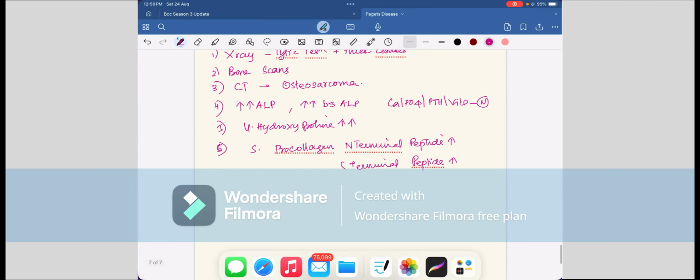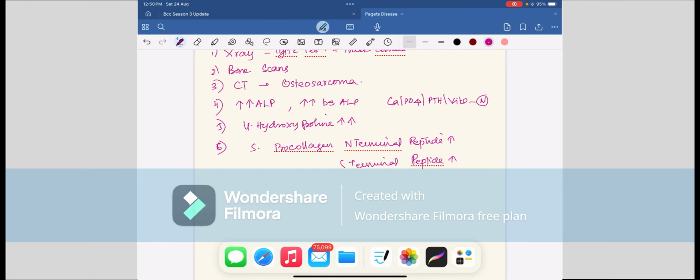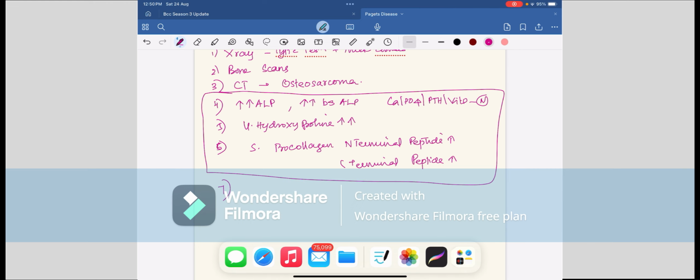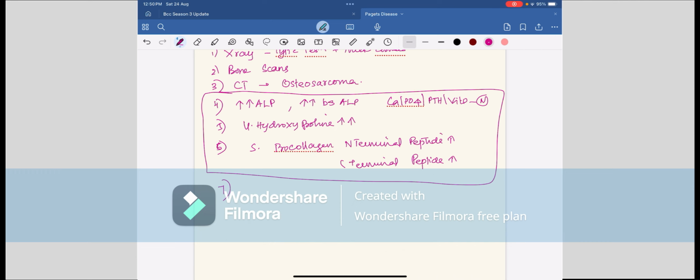All right. If you do all these blood tests, you will have some pointers towards Paget's disease. But if you do a bone biopsy, that will give you a definite diagnosis.